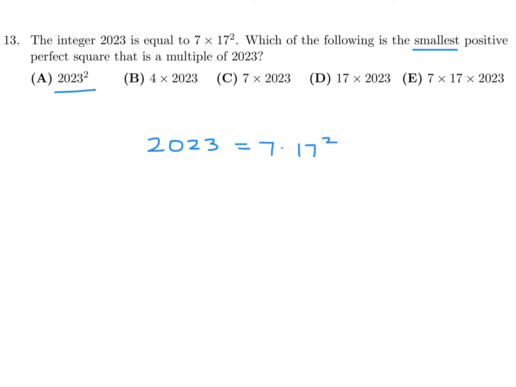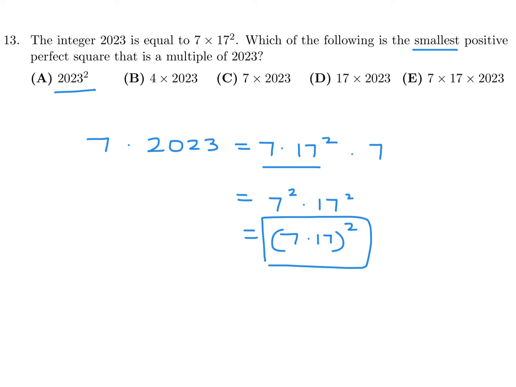Okay, so to make this a perfect square, all I would have to do is multiply both sides by 7. And if I do, this becomes 7 squared times 17 squared, which is the same as 7 times 17, all squared. And as you can see, that's a perfect square. And therefore, this side is the smallest way I can do that. There's many other ways, of course, infinite probably. So 7 times 23 is the answer for number 13.